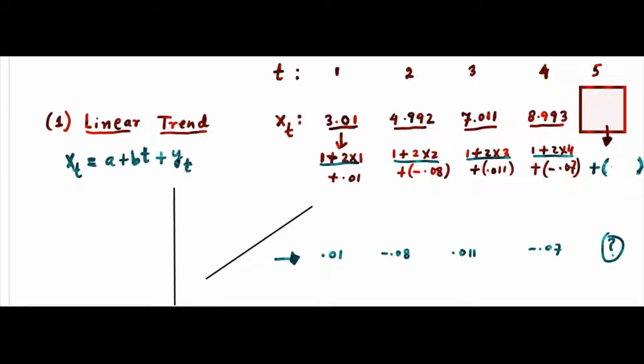Suppose I got 0.03 after applying a time series model here. I removed the trend, and then I will write this part separately: 1 plus 2 multiplied by 5, because this is time. There is a time-dependent part, that is 1 plus 2 multiplied by 5. Here 1 plus 2 multiplied by 4, here 1 plus 2 multiplied by 3, here 1 plus 2 multiplied by 1. So this one I will write separately.